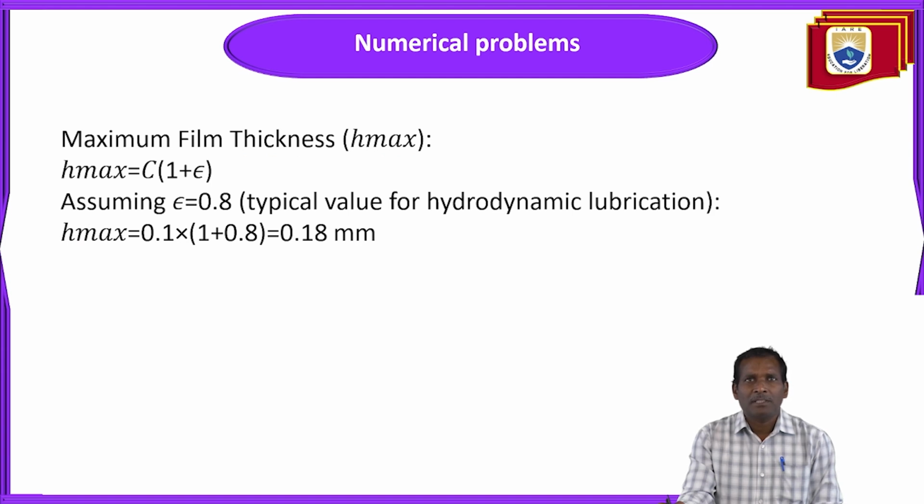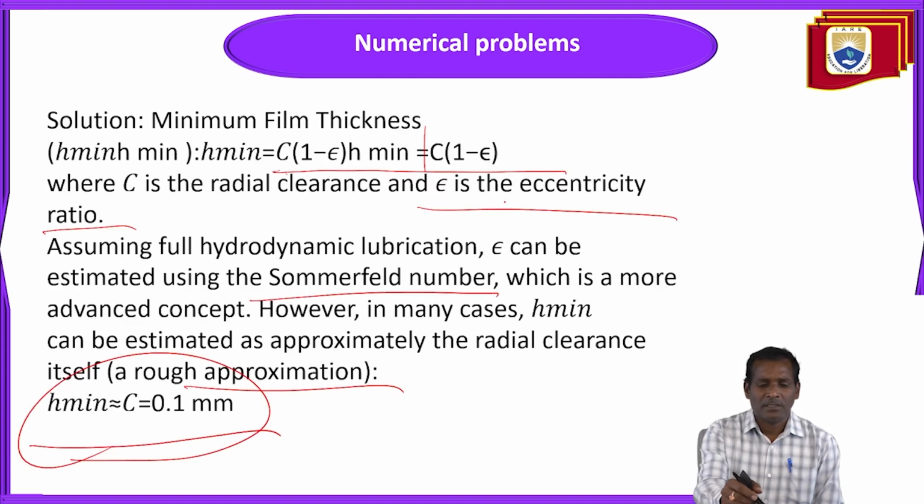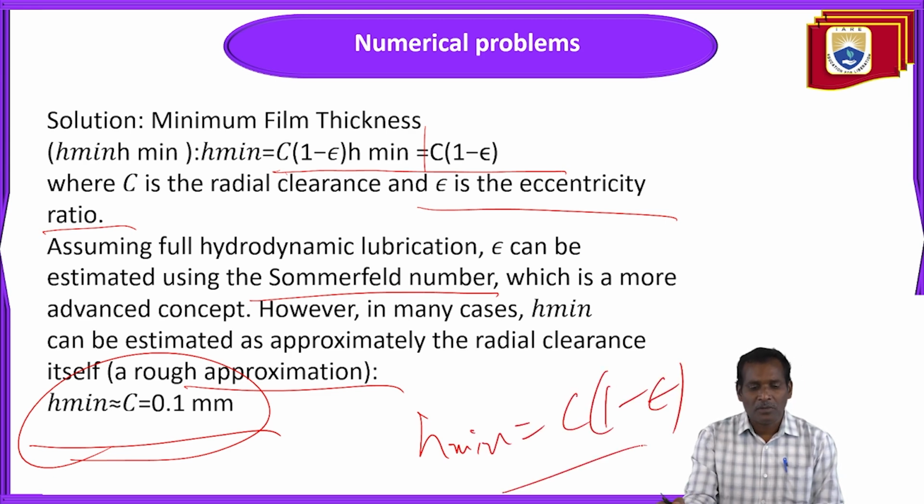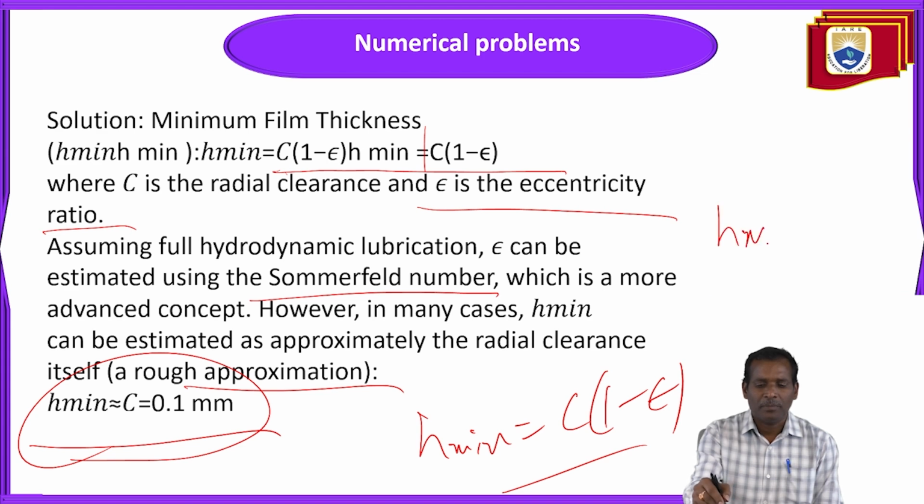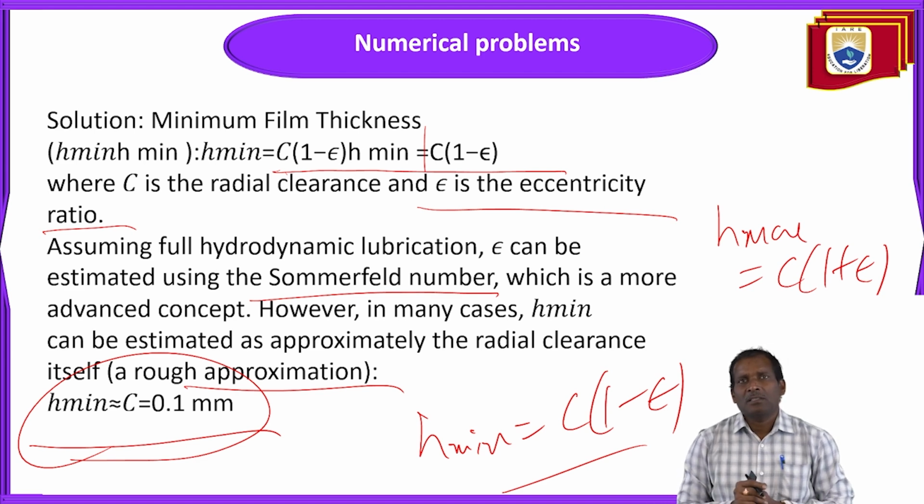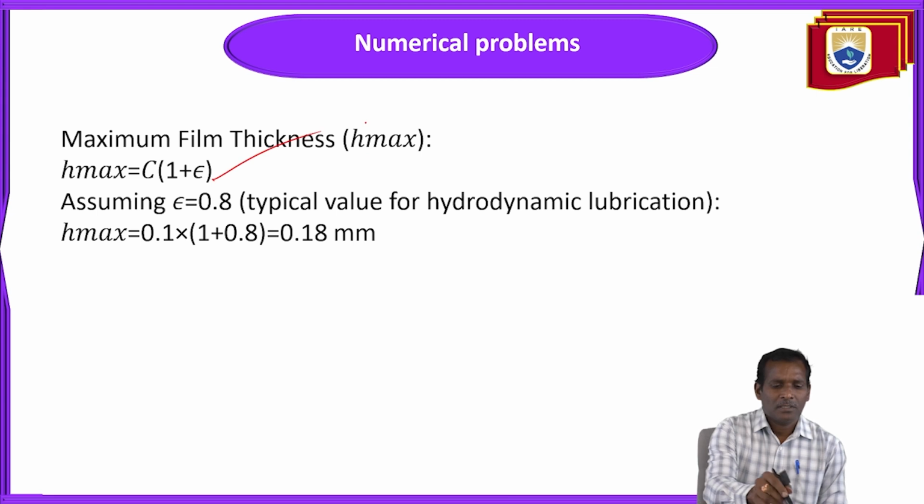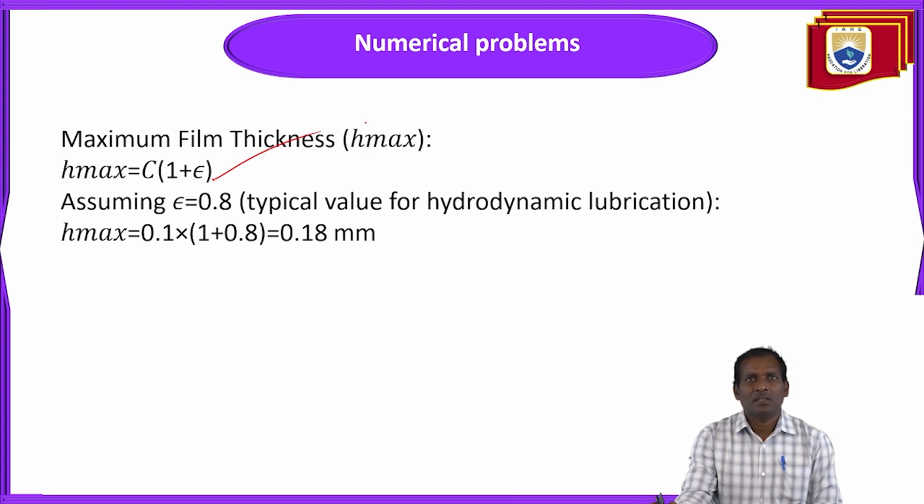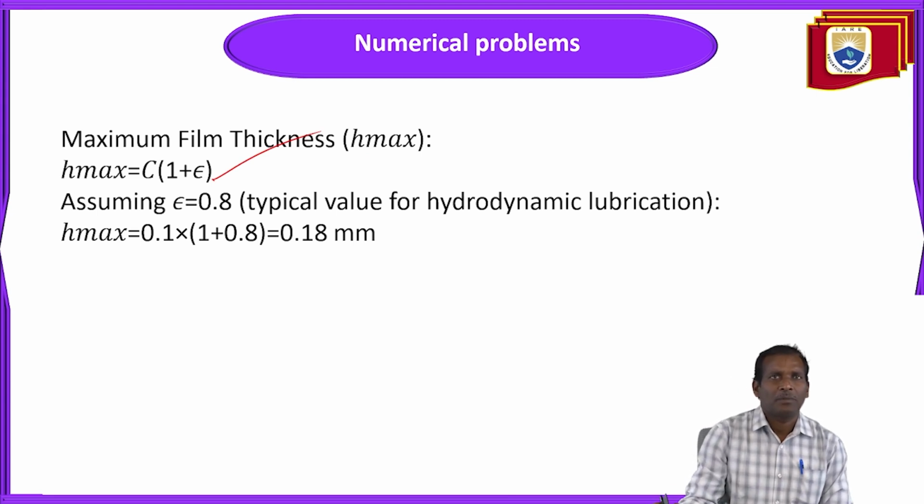Now, the maximum film thickness. In the minimum film thickness, H minimum is equal to C into (1 minus epsilon). But in the case of maximum, the maximum thickness is equal to C into (1 plus epsilon). Already you know the radial clearance, and epsilon is the eccentricity ratio. So, the maximum film thickness, H maximum is equal to C into (1 plus epsilon).